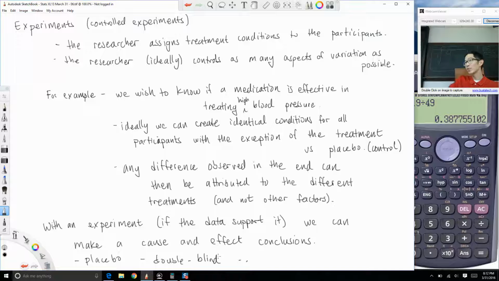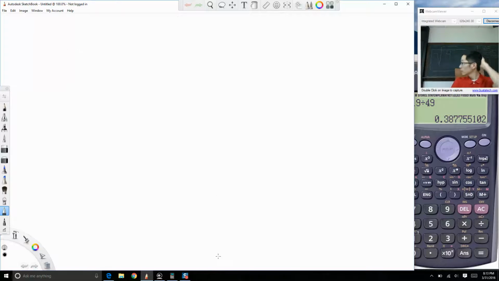And so again, you would only use a placebo in an experiment, okay? Because with an observational study, you're just letting people live their lives, and you're not trying to control these things, and so there's no sense in having that. Okay.